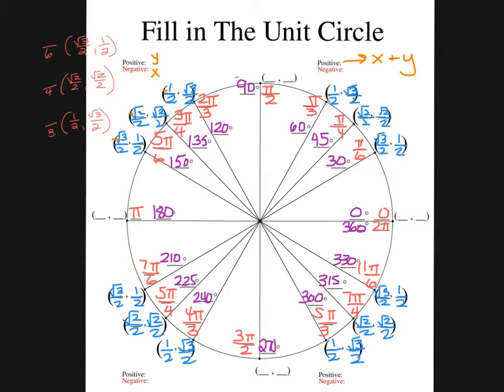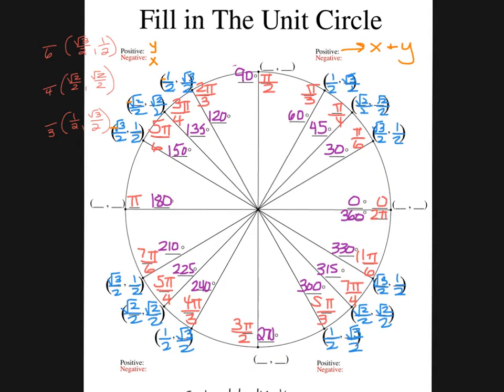How about the third quadrant? They're both negative. And in the fourth quadrant, X is positive, Y is negative. Now, eventually, we're going to start talking about those positive and negatives in terms of sine and cosine, but for today and for your quiz on Thursday, you can give it to me in terms of X and Y.